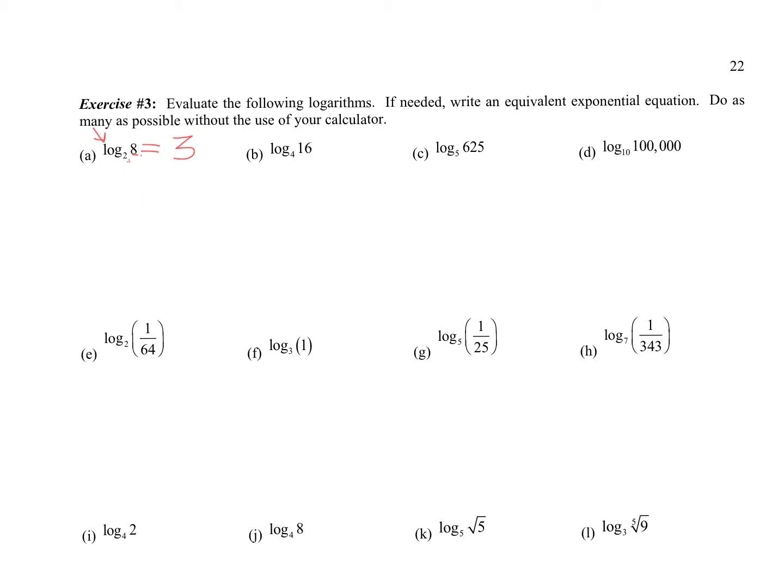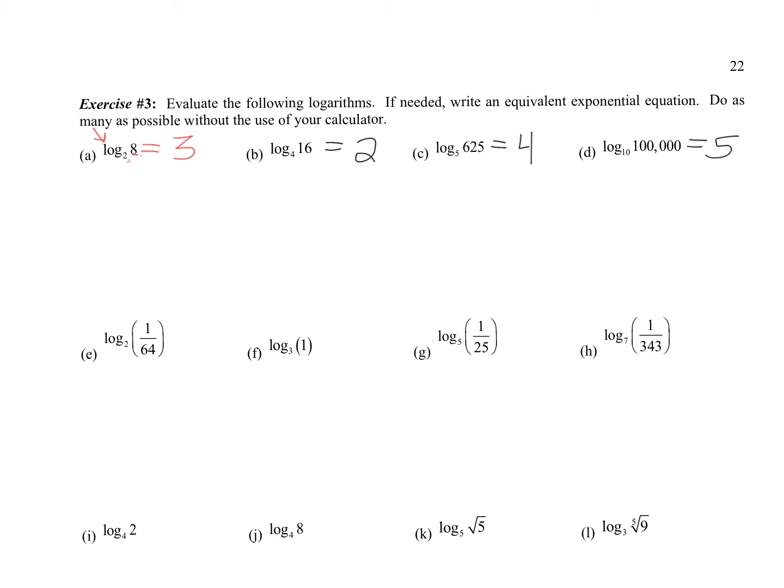So the next one, what exponent with a base of 4 gives me 16? That would be 2, right? Because 4 squared is 16. You can definitely go and try a couple, and then come back and check. What exponent with a base of 5 gives me 625? That's 5 to the 4th. What exponent for 10 gives me 100,000? There's 5 zeros, so that's 5.